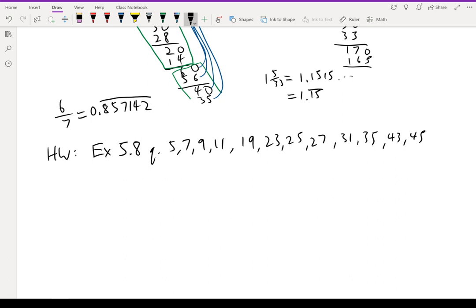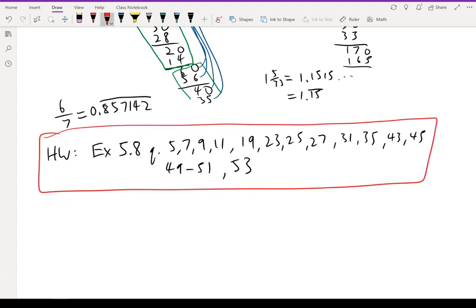Please complete your homework. I know it seems like a lot of questions, but most of these questions are very direct. It's just asking you to divide them and then change it into a decimal. So it shouldn't take too long.